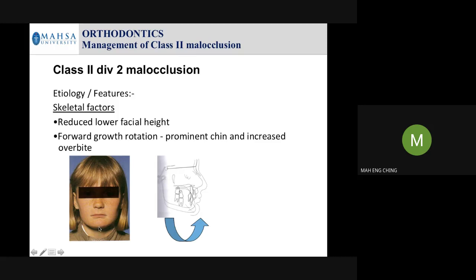So in Class 2 Division 2, the features usually are that the patient has a reduced lower facial height. It means you have a short lower facial height. So they have the forward growth rotation, then the prominent chin and the increased overbite. The forward rotation means the jaw rotated forward, then has a very obvious angle of the mandible, then a deep bite because the jaw rotated forward. Compared to Class 2 Division 1, which usually has a backward rotation, the patient has an increased vertical height and they have what we call the increased FMPA, the mandibular plane angle.